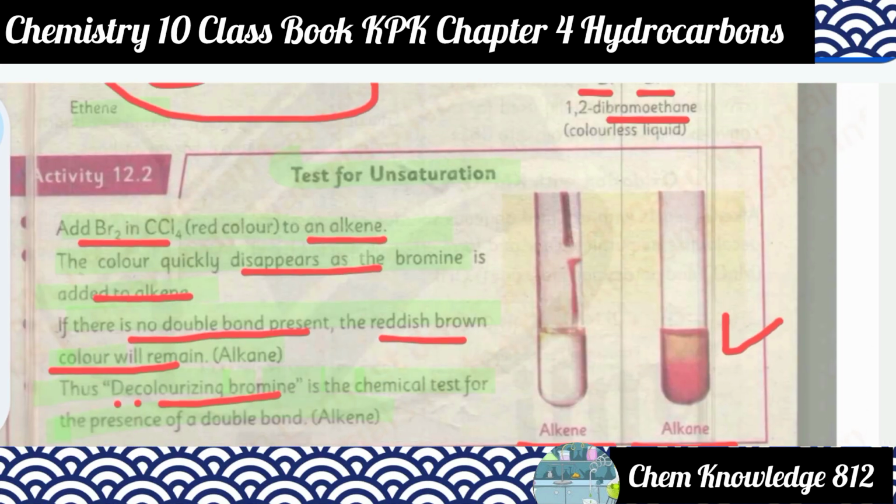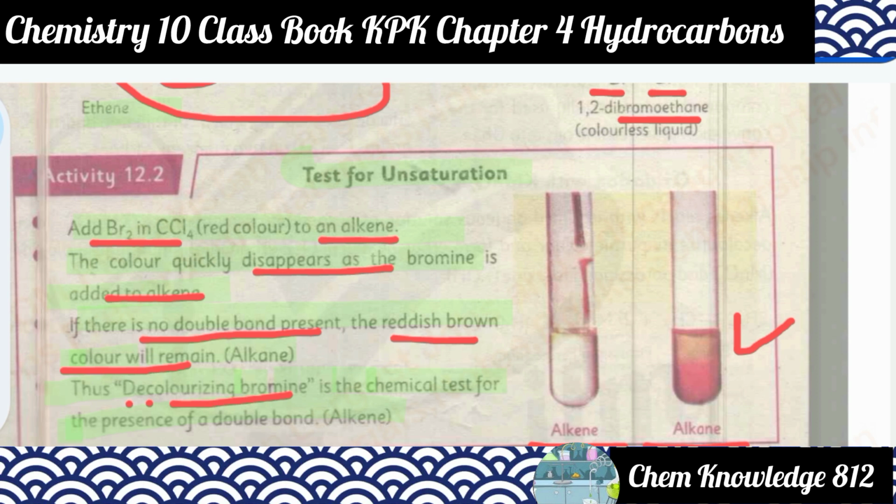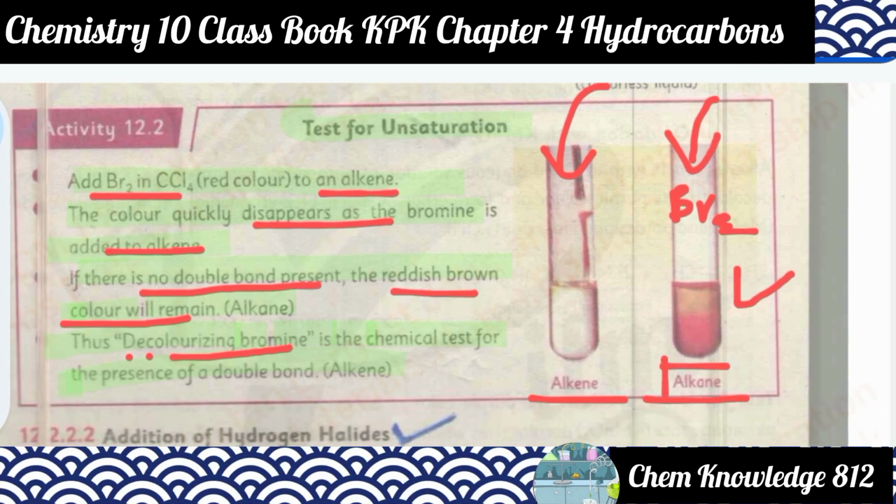तो ये उसका टेस्ट है. यानी हमारे पास alkene इसमें अगर हम ब्रोमीन को ऐड करें, हम ऐड कर रहे हैं Br2. सो अगर ये कलर रहे तो ये क्या है, अल्केन्स है. और अगर कलर डिसअपियर हो जाए तो you can say this is alkene.